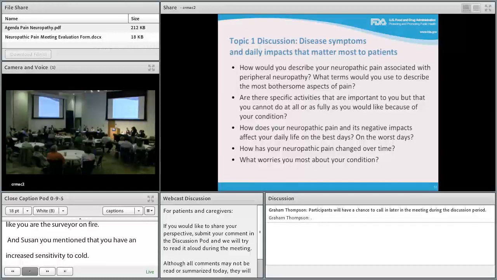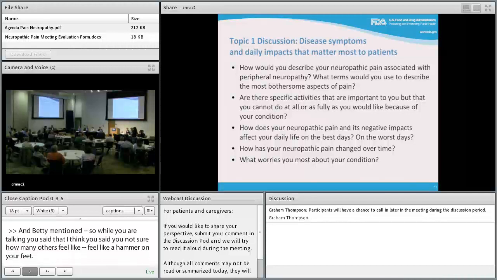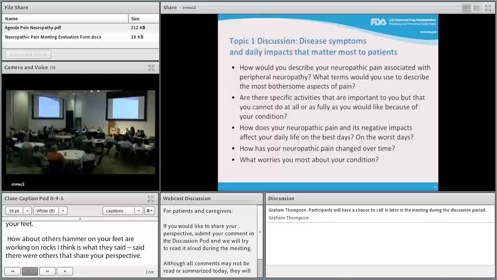And then Beth, while you were talking, you said you're not sure how many others feel this way. You said you feel like a hammer on your feet. How about others? Hammer on your feet or walking on rocks, I think is what Beth said. So there are others that share your perspective. It's good to see so many similar experiences. We're looking forward to hearing some of the different experiences in here as well.